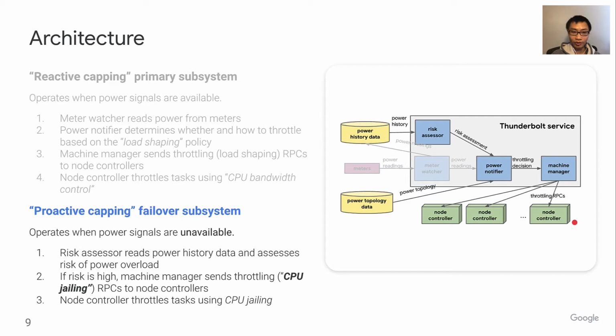Proactive capping operates when power signals are unavailable. When that happens, the risk assessor module reads the power history from the data store and assesses the risk of power reaching power limits. Then it passes the results of the risk assessment to the power notifier module, which will make throttling decisions based on that. Then the rest is similar to reactive capping, except that the node controllers will throttle tasks using a different mechanism, CPU jailing, that we will also introduce later.